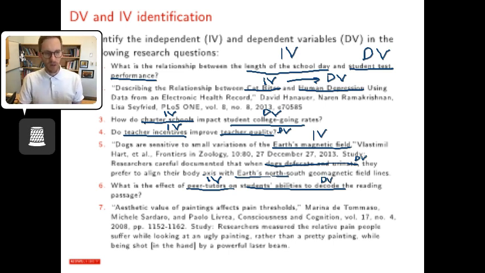All right, finally one. Aesthetic value of paintings affects pain thresholds. So the study: researchers measured the relative pain people suffer while they are looking at an ugly painting rather than a pretty painting while being shot in the hand by a powerful laser beam. All right, so there's a lot in that you have to unpack. Very interesting study. So the treatment here is whether or not the painting's ugly, okay? So instead of looking at a pretty painting, they have some condition of aesthetic beauty, which would be the independent variable. And the dependent variable is the relative pain that people feel or suffer, okay?